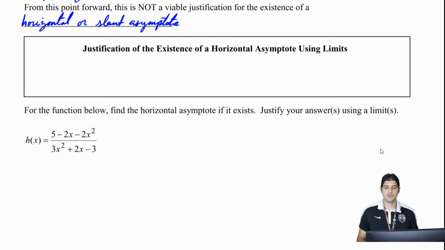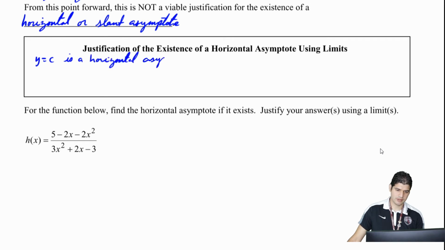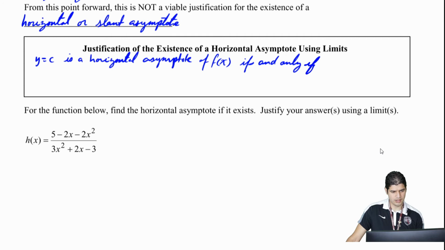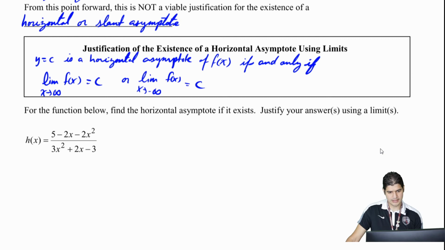So what are we going to do to justify the existence of a horizontal asymptote using limits? Well, y equals a constant, y equals c, is a horizontal asymptote of f of x if and only if the limit of f of x as x approaches infinity equals c, or the limit of f of x as x approaches negative infinity equals c.